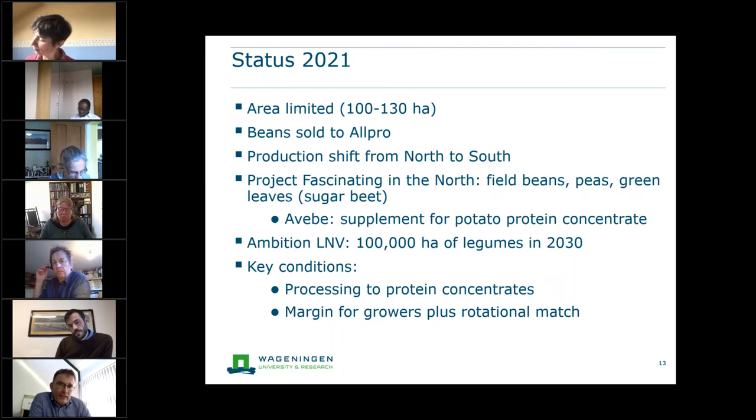And I think that the project can play that role, because a buyer has found a way to produce protein concentrates at a good price for the human market.